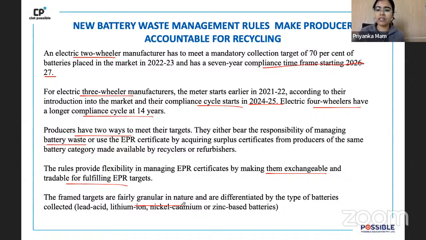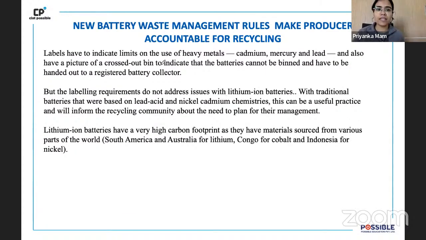The framed targets talk about different batteries: lead, acid, lithium, iron, nickel, cadmium, and zinc based. So lead, lithium, nickel, zinc, these four are being discussed. Apart from that, they should write on the label which heavy metal has been used, and then make a dustbin symbol with a cross over it, saying you can't just throw it in the bin. There is a proper way to manage the waste. Fine. And labeling requirements do not address issues with lithium-ion batteries. So that is a problem.